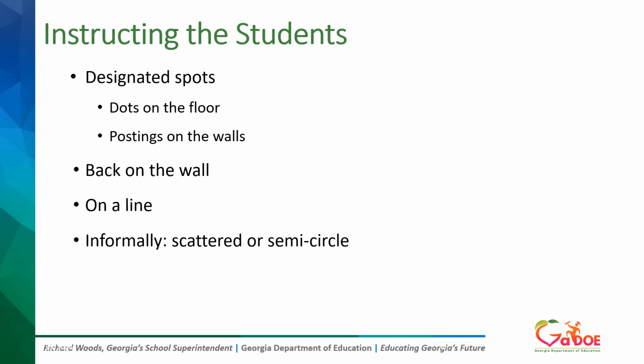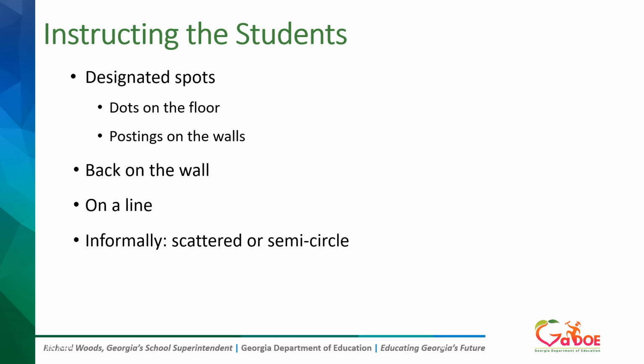For designated spots, some gyms have a dot on the floor. I use postings on the wall. On the left and right walls are numbers 1 through 8, and then on the front wall there are letters A, B, C, D on one side of the gym, and on the other side A, B, C, D.